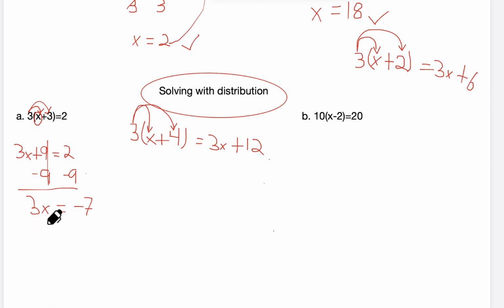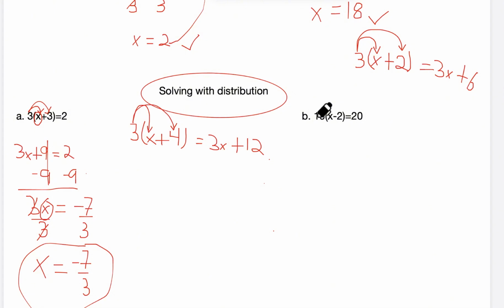Now we have 3 times x and we're still solving for x, so we gotta get rid of that 3. The opposite of times is division. So we divide by 3 on both sides. One before the equal sign and one after the equal sign. We get 3 divided by 3 is 1. 1 times x is x equal negative 7/3. Okay, so that's my answer. That's my solution.